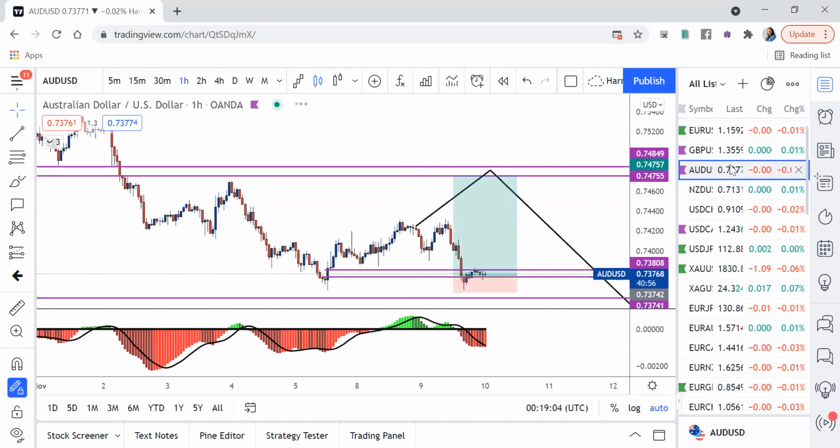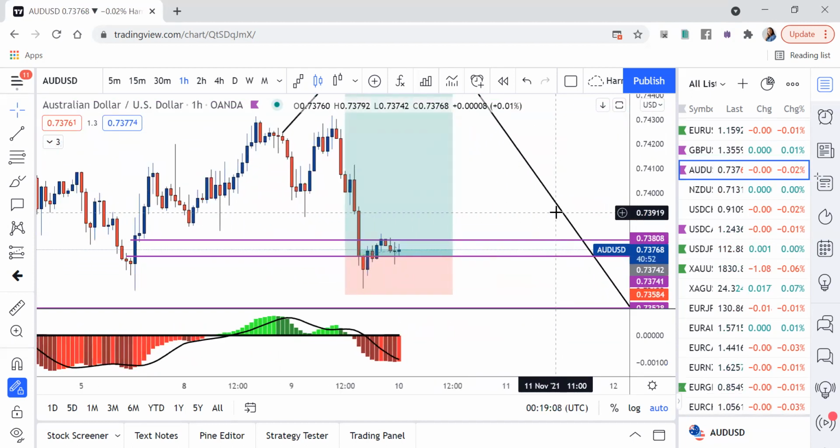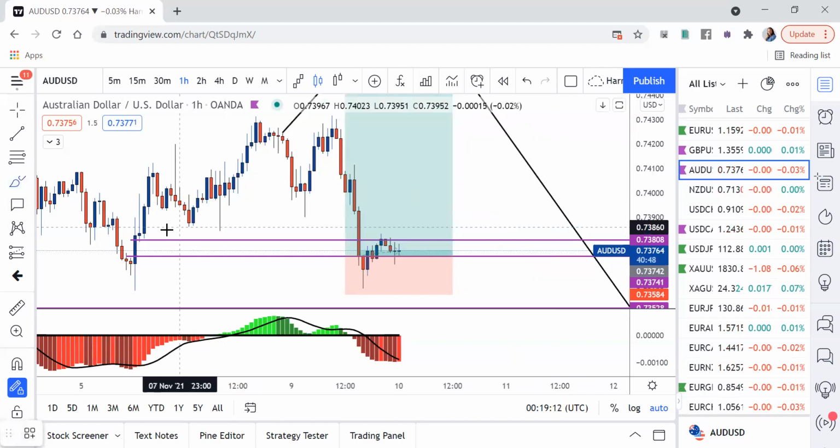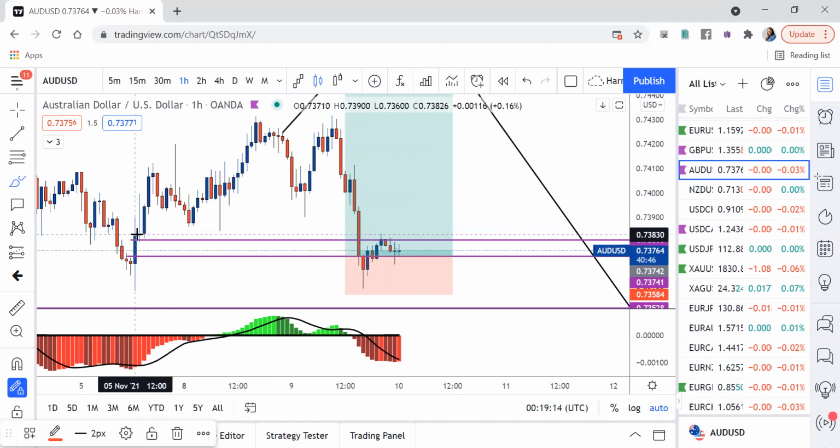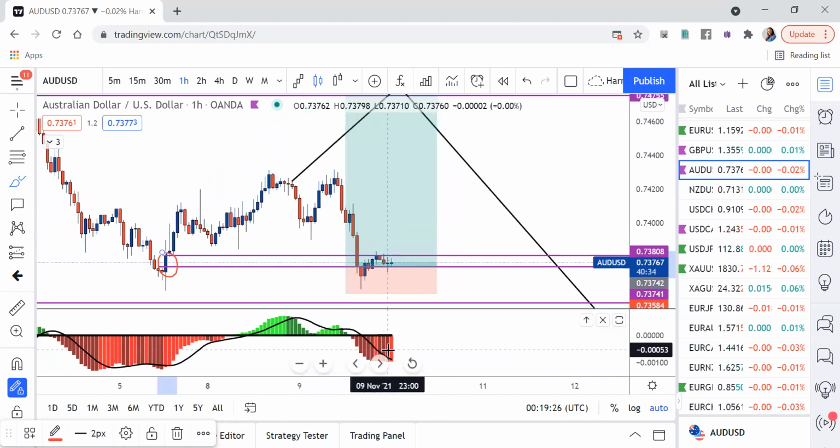AUD USD, we're in this as well at the moment, right? So again, my reason for entering this buy is because of this imbalance candle here. Price did not break the low, so we're still holding, and they gave us confirmation to get in basically for the buy to the upside.